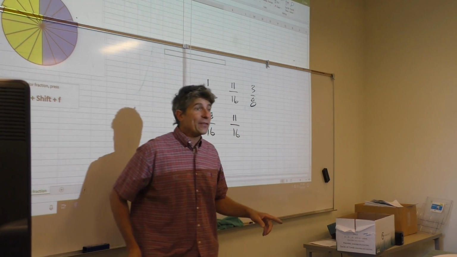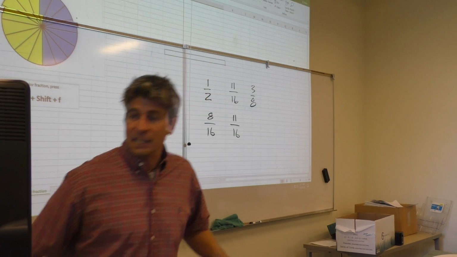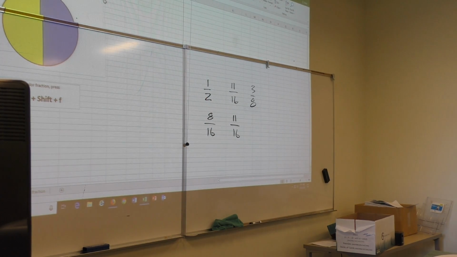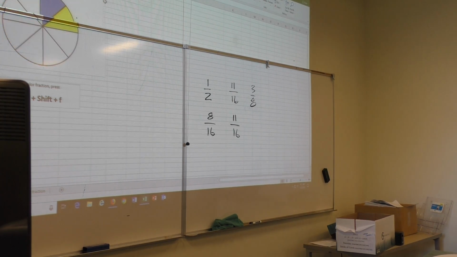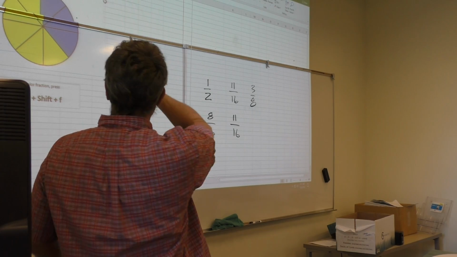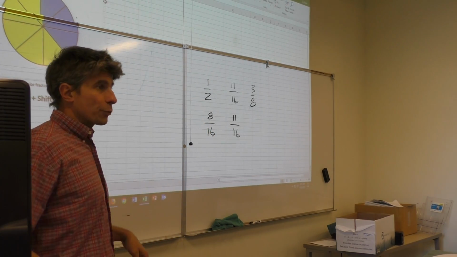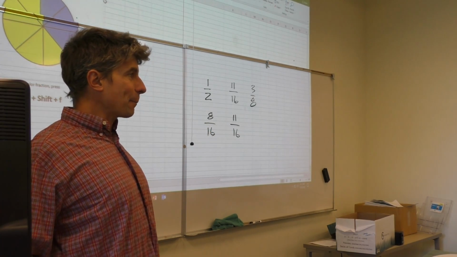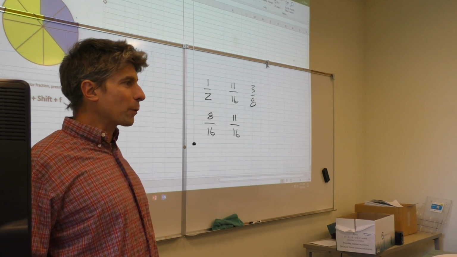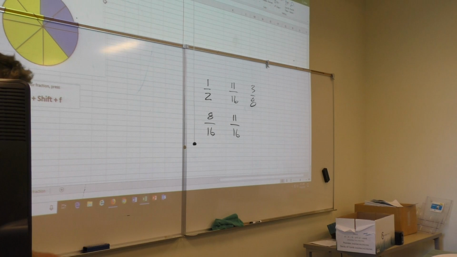How about 3/8? How many 16ths is 3/8? Let's take a look at 3/8. That's what it looks like. The blue ones are the pieces I ate. Chloe, I ate those 3. 3/8 I ate. If I cut the pizza into 16 pieces, how many pieces would I have to eat in order to be 3/8? 6. I have a vote for 6.